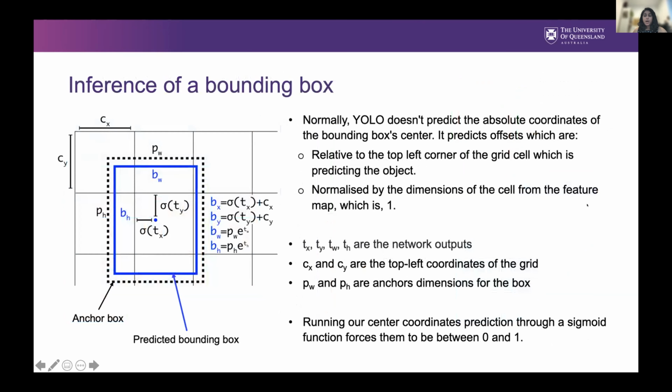So the inference of a bounding box during training happens as an offset to these anchor boxes. Normally, YOLO doesn't predict the absolute coordinates of the bounding box's center. Instead, it predicts offsets, right? So it's very relative to the top left corner of the grid cell and the anchor box itself.